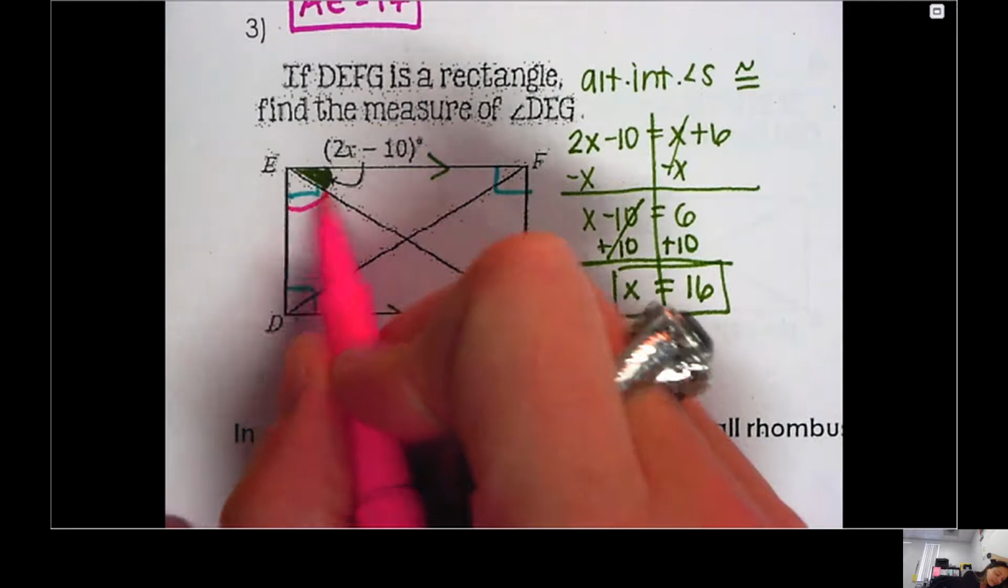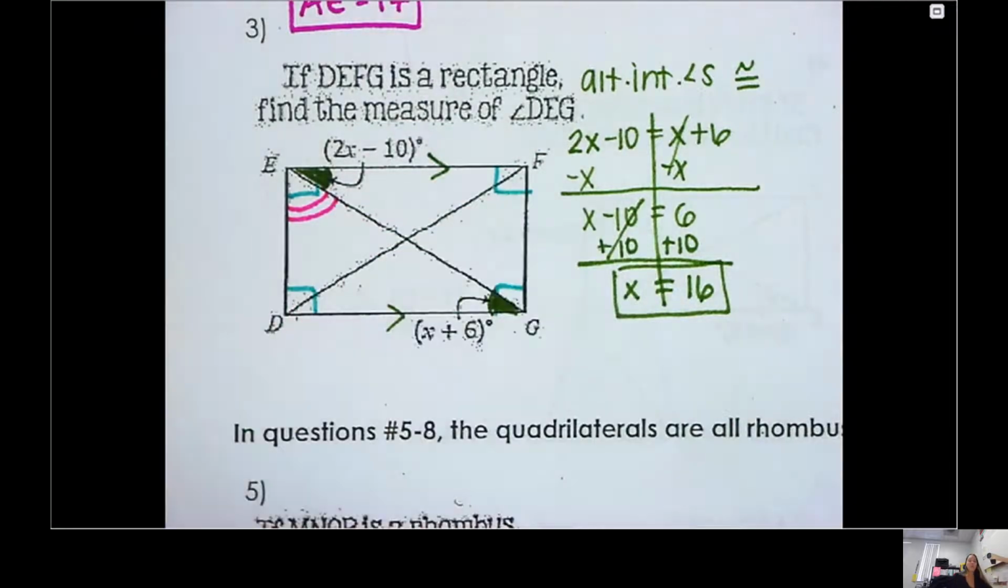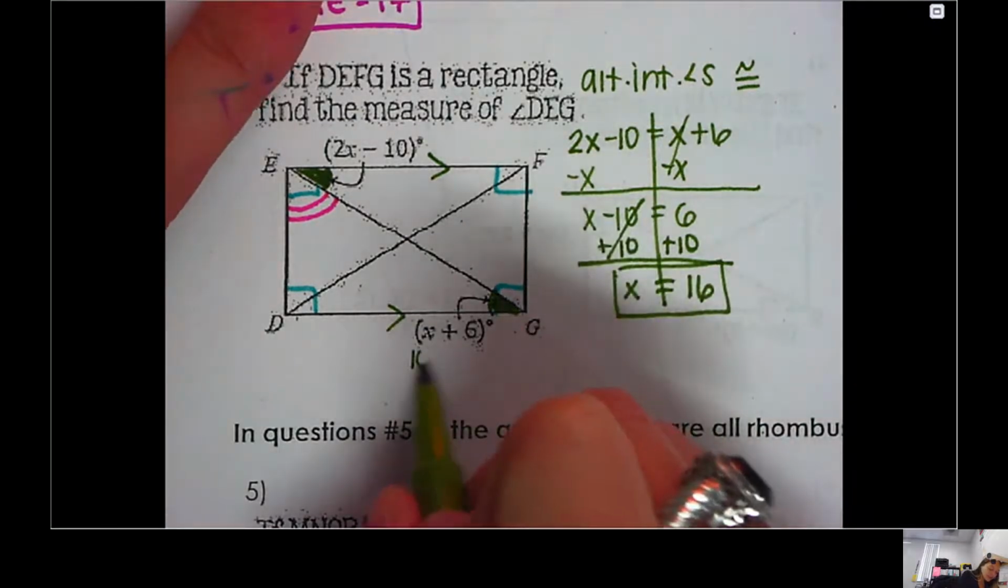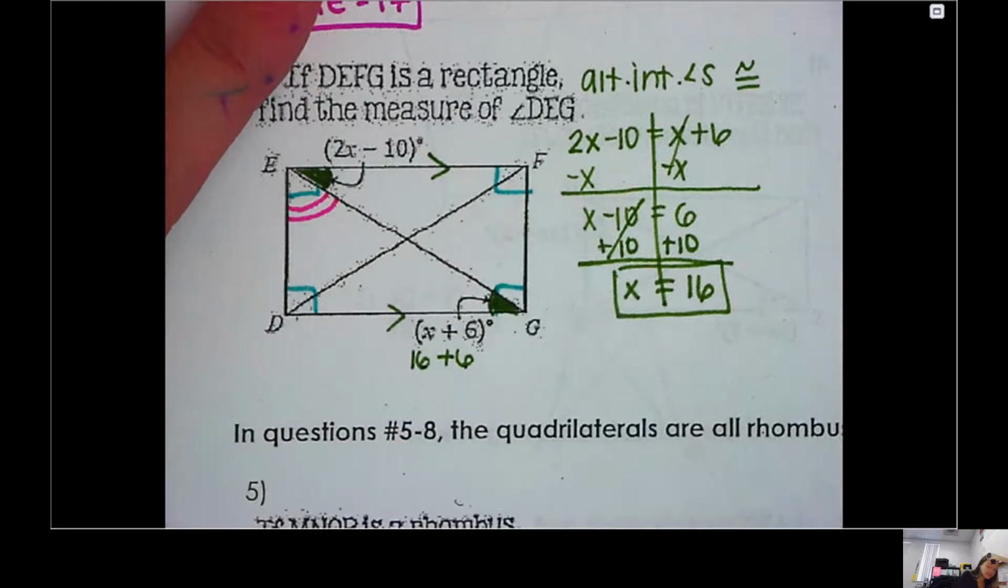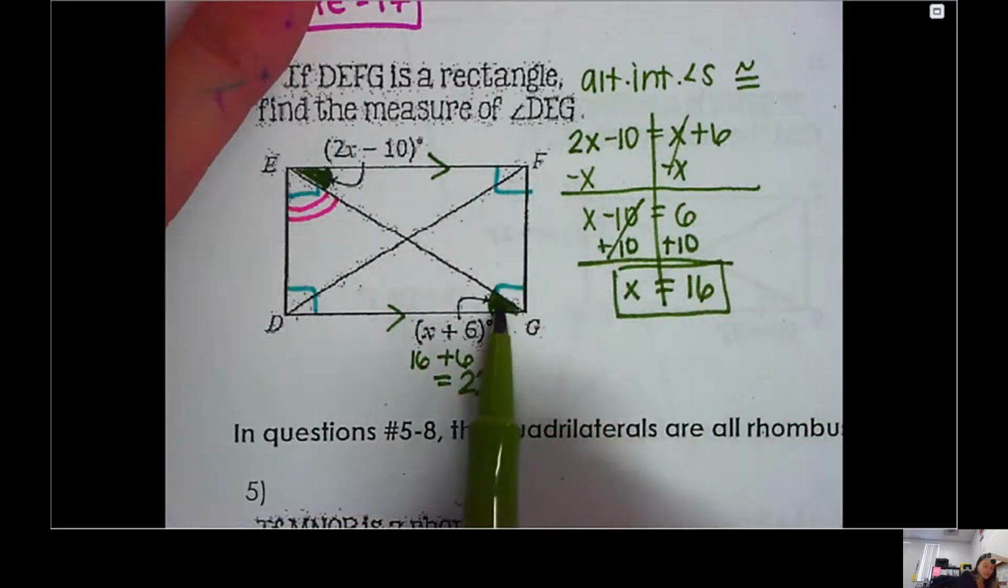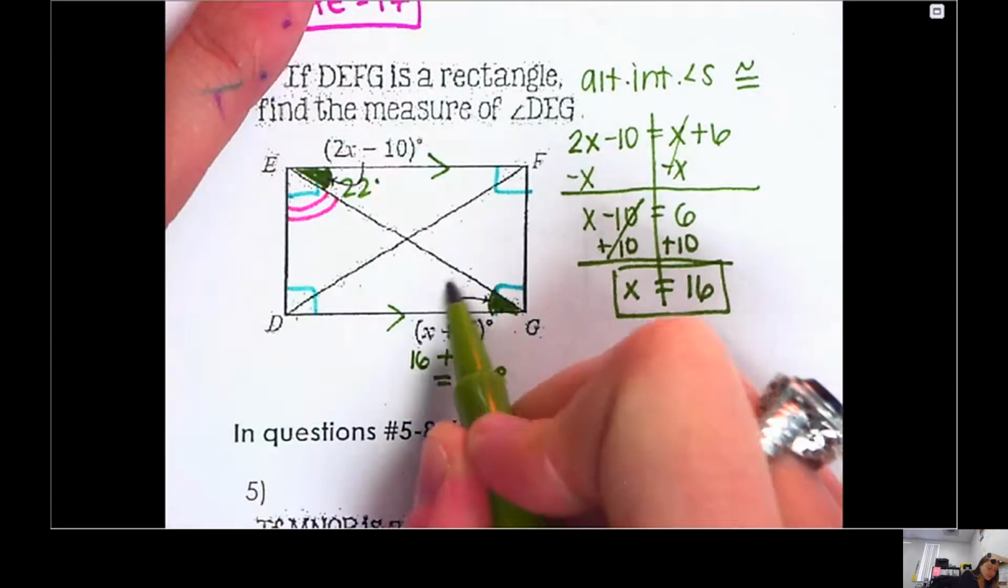is this piece right here in pink. It's the other part of the angle. So what I can do is take this 16 and plug it in, and it does not matter where I plug it in. I'm going to plug it in right here because this one's easier. So 16 plus 6 gives me 22 degrees. So I know this one right here is 22, which means this one over here is also 22 degrees.